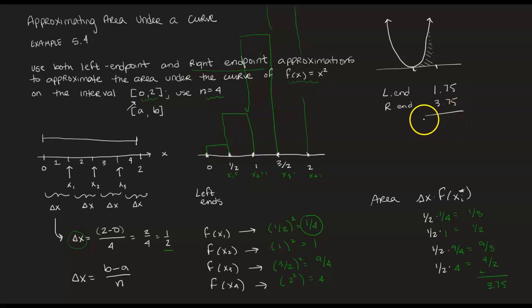But remember, we're only using 4 rectangles here. If we were to increase the number of rectangles, the 2 different approximations that we have would get closer and closer together. They'd get more and more accurate. And if we were to let n go all the way out to infinity, then we would get the exact area underneath that curve.